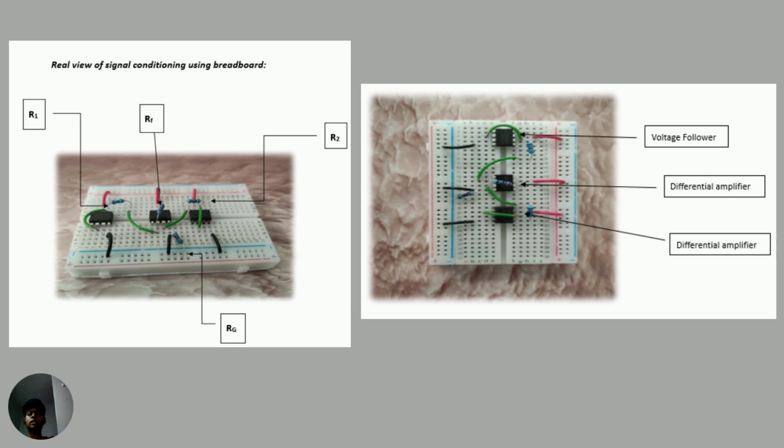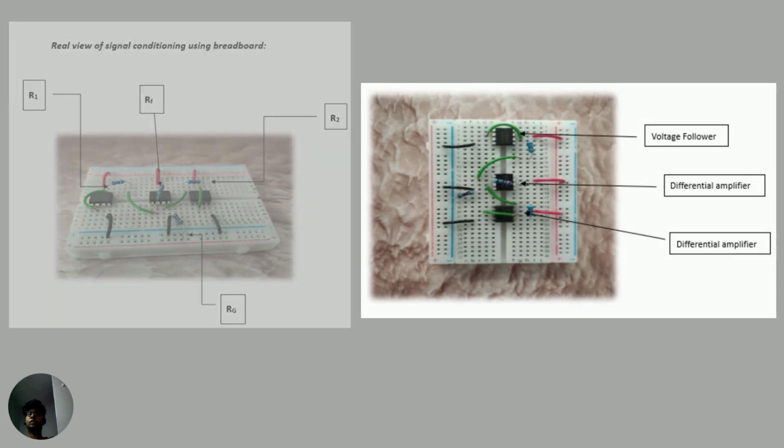As you see, the first R1 is connected to the first voltage follower, which we accept as its V1, where the supply is coming from the load cell. Second, the RF is connected to the differential amplifier, and then RG is connected to the ground, whereas R2 is connected to the second voltage follower, which is V2, the second voltage supply to the differential amplifier.